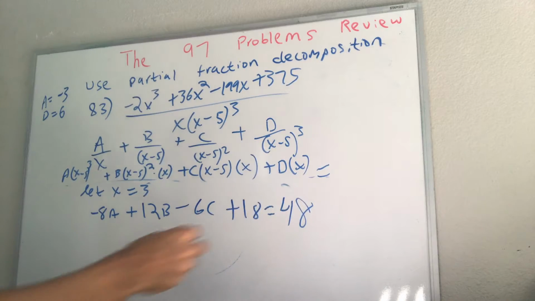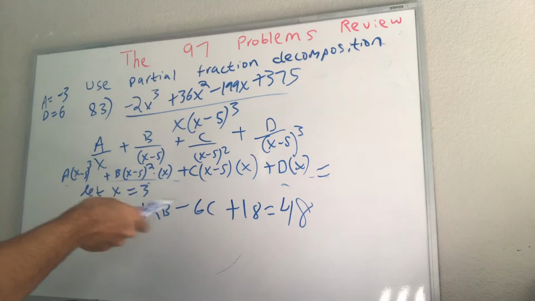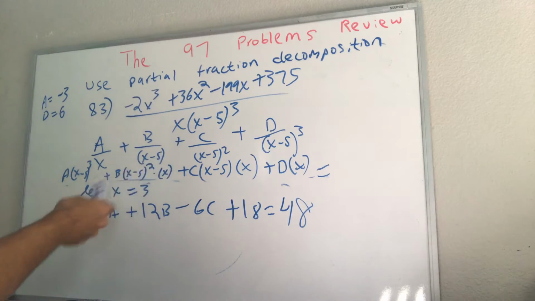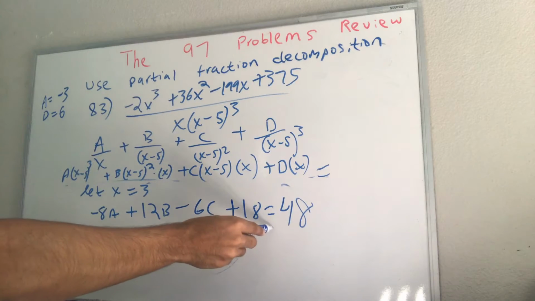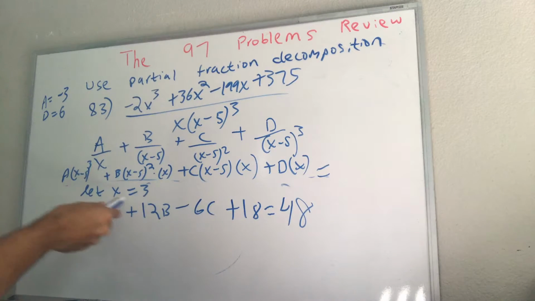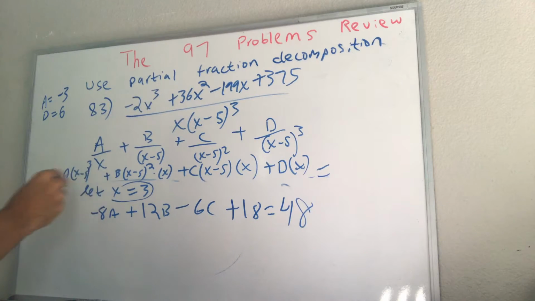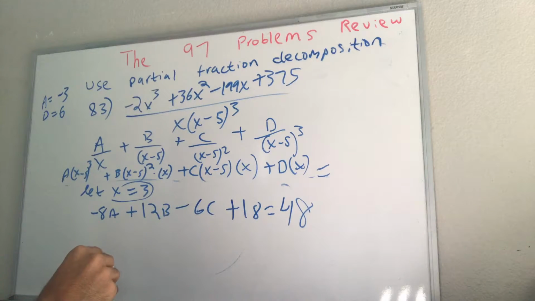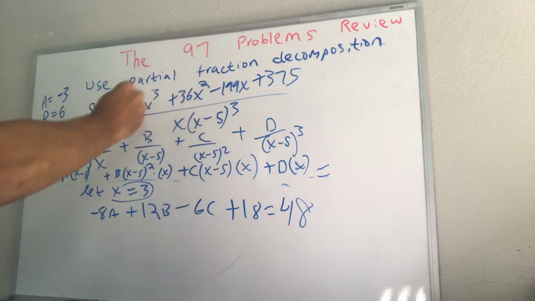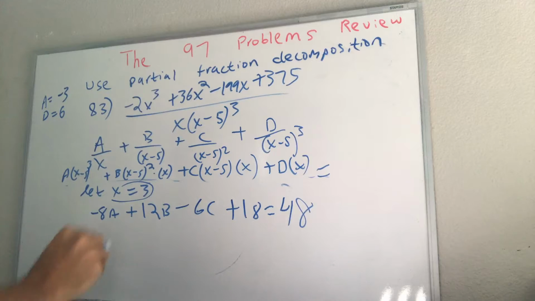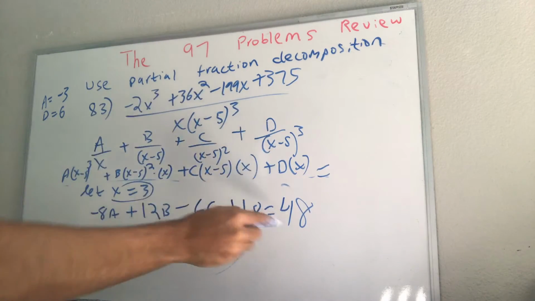48. Just so I had more space here, I did erase the other expression, but when I'm getting this 48, I'm really just plugging x is equal to 3 into the numerator, right? Because we know that this over here, A times (x minus 5) to the power of 3, all of this up to D times x, is equal to this value in the numerator up here, right? So I just plugged 3 into this expression here and I got 48.